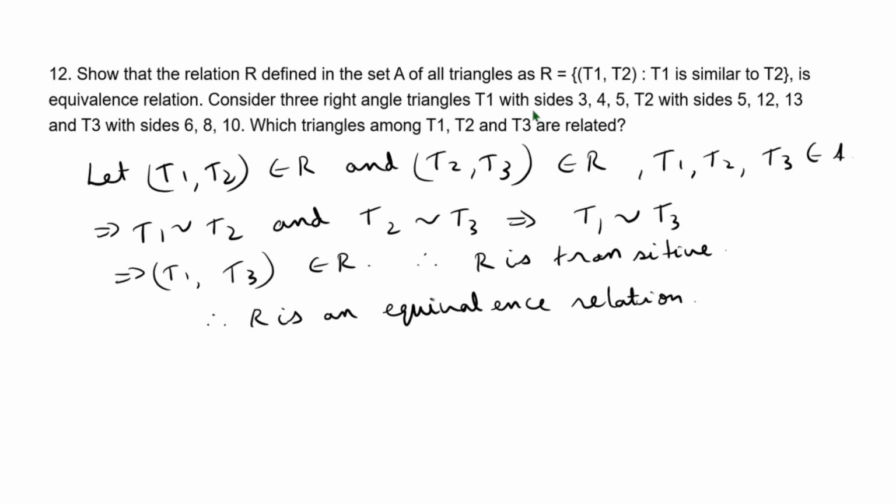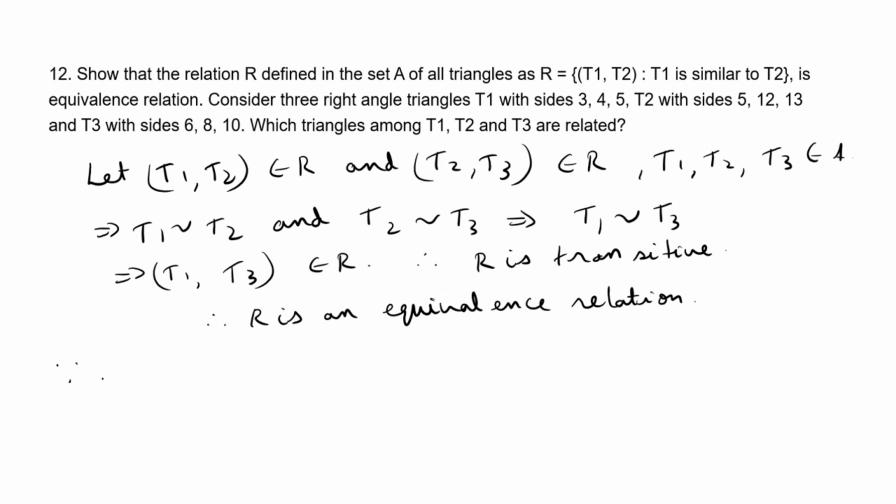On the other hand, if we see the triangle T1 and the third triangle T3, we can see that their sides are proportional. That is, the first side of T1 is half the first side of T3, the second side of T1 is half the second side of T3 and the third side of T1 is half the third side of T3, and one angle is also a right angle. Therefore, T1 and T3 are related.